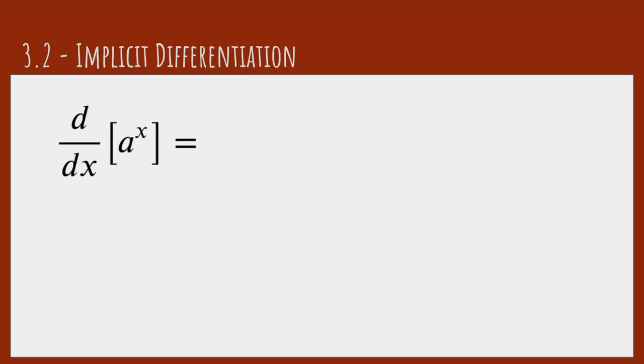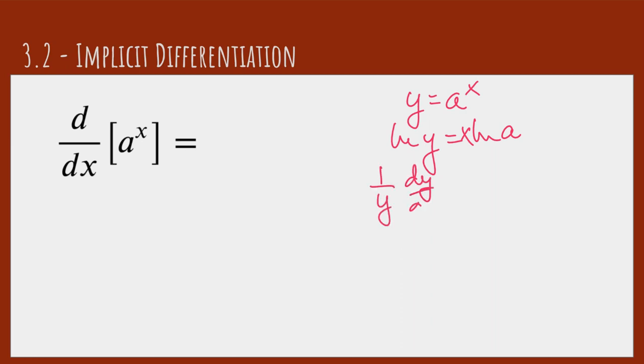So if we want to generalize that, I'm going to do the same thing here. So I'm going to say y equals a to the x, take the natural log of both sides, and I'm going to jump right to this step here, move that x out front. Then using implicit differentiation, we take the derivative of both sides, multiply by y, and replace the y.